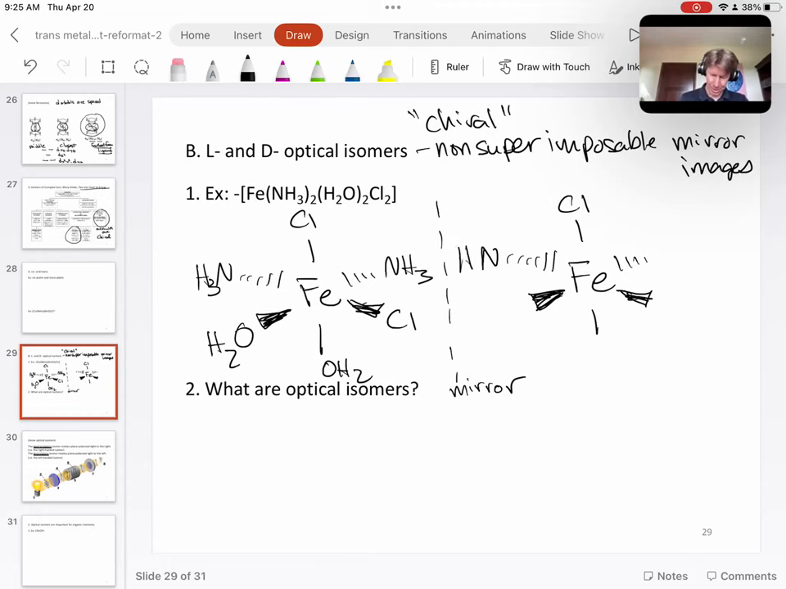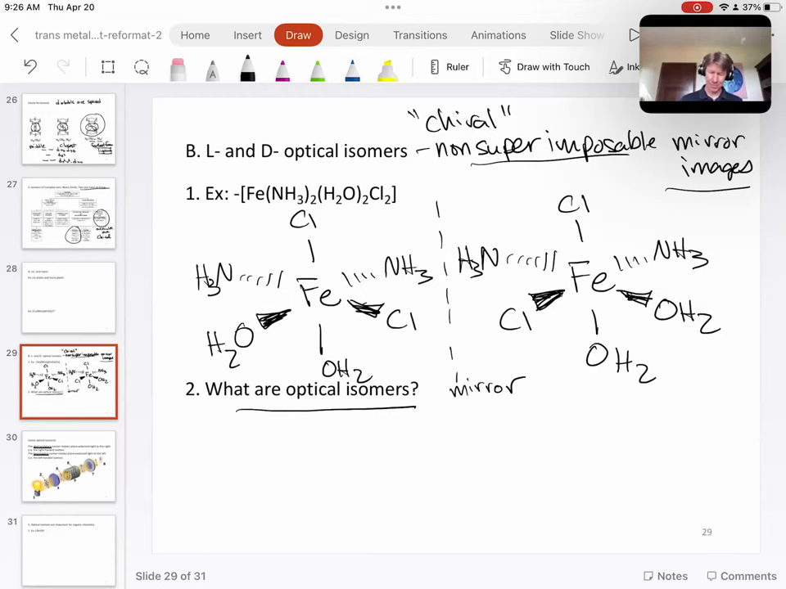So my ammonia stay the same. My Cl is close. My OH2 is there. And these are hard to imagine, but these are non-superimposable mirror images of each other in the same way that your two hands are. And non-superimposable mirror images are a big thing, also in organic chemistry, also in transition metal complexes. So what are optical isomers? Again, they're chiral. They're non-superimposable mirror images.